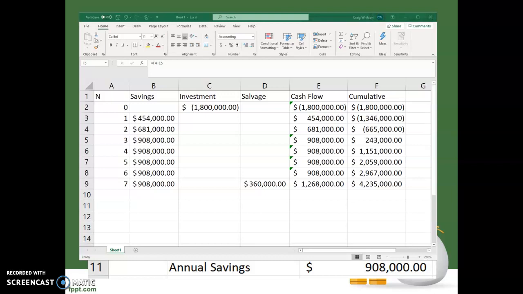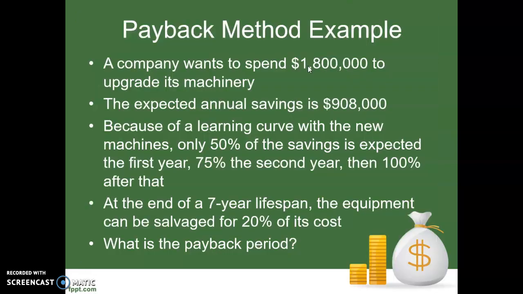Welcome back to this engineering economics video in which we're looking at this example problem where we are spending $1.8 million to upgrade machinery to receive $908,000 in annual savings, 50% of which will be realized in the first year, 75% in the second year, then 100% after that. After 7 years, the equipment will be salvaged for 20% of its original investment cost, and we want to know what the payback period is.